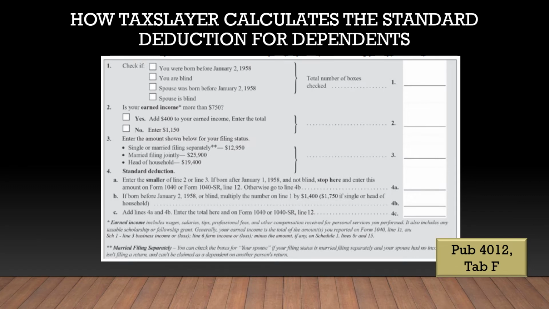Publication 4012, tab F, has the worksheet that I'm showing here that has the calculations, and TaxSlayer should generate this in the print set for the applicable returns.